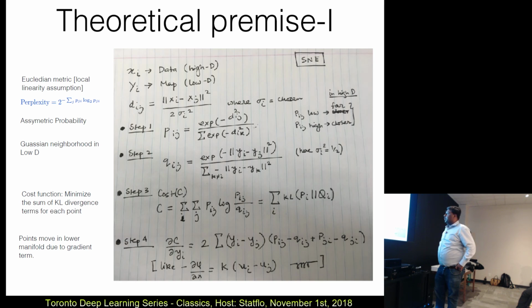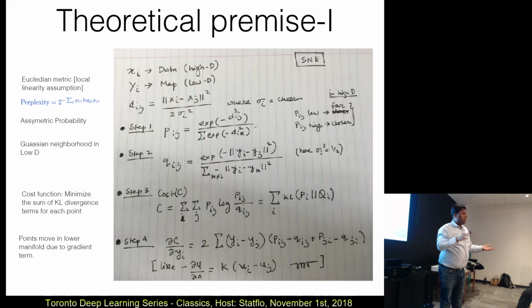Now step 2. Step 2 is essentially again creating a similar kind of probability distribution, but now you have projected this data into a lower dimensional space. So you recalculate your dij's, which in this case is yi minus yj squared. And again, you have a choice of what sigma you will put for this Gaussian neighborhood. They have chosen it to be half.